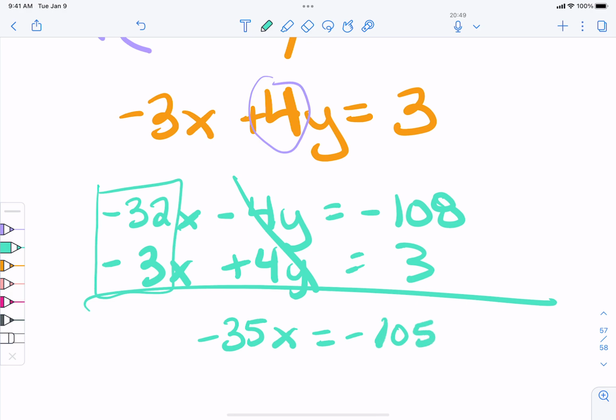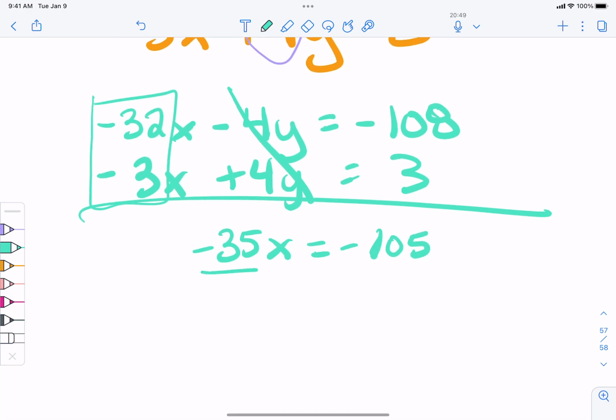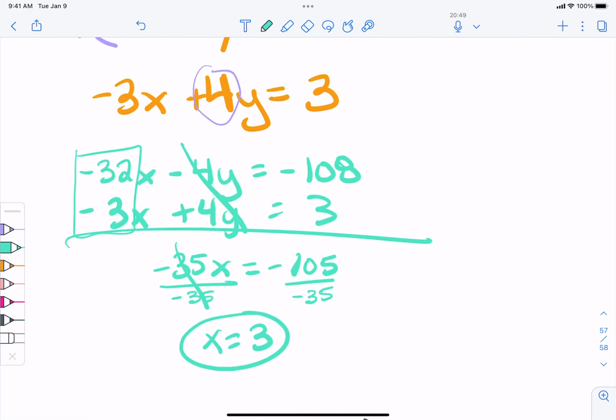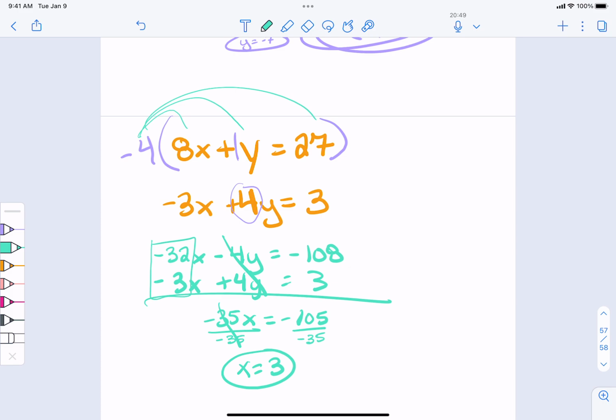Then we don't want the minus, so we've got to divide. x equals negative 105 divided by negative 35. You can divide that; it comes out as a whole number. It's 3, so x equals 3. Now we find the y.